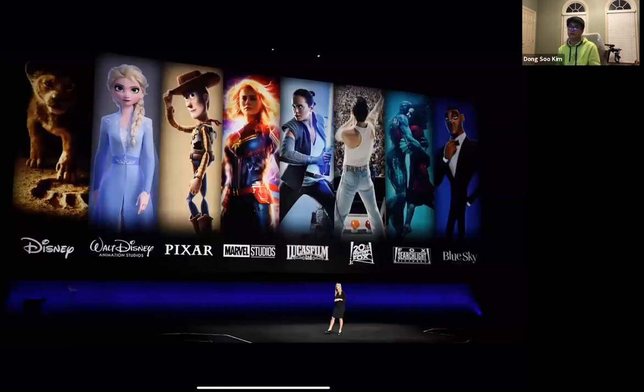Another example is Disney. Disney is now a conglomerate of the best studios in various movie genres. Disney has acquired Pixar of Toy Story series, Marvel Studios of Avengers, Lucasfilm of Star Wars, and 20th Century Fox of X-Men series. It also has its own world-best studio of Disney Princess series, including Frozen.